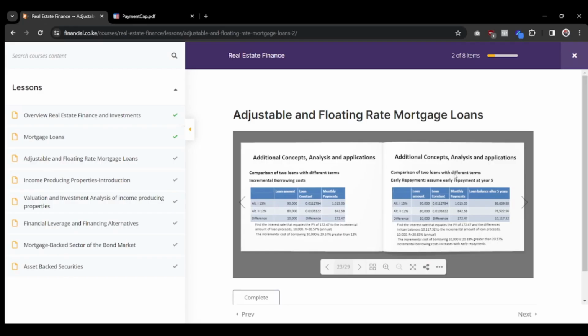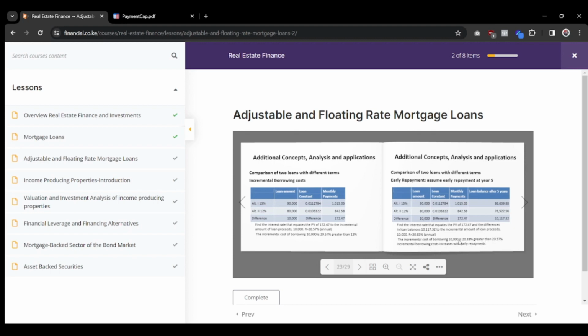Now let's consider an early repayment. So assume early repayment at 5 years. Working again with the same problem, here we will try and figure out the loan balance after 5 years of each loan, then get the difference of that amount and still note the difference in the monthly repayments and try and calculate the interest rate applicable for the monthly repayments and the difference after 5 years.